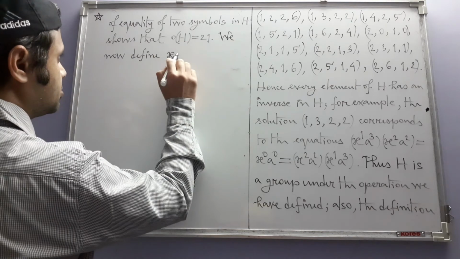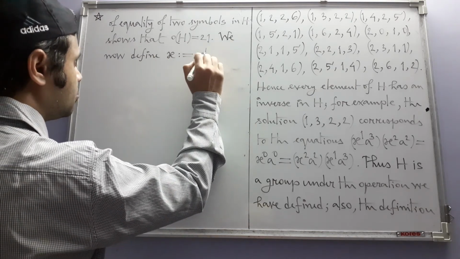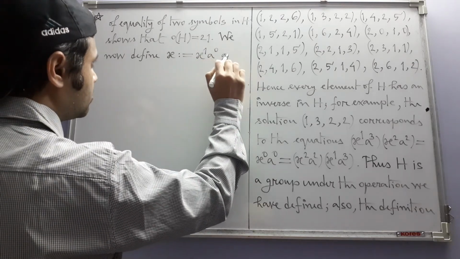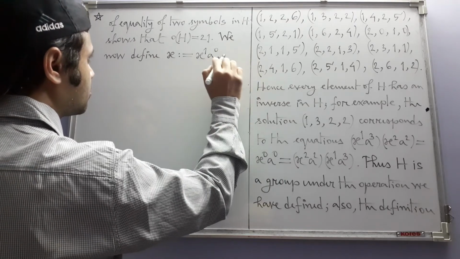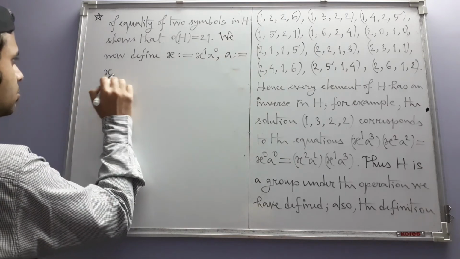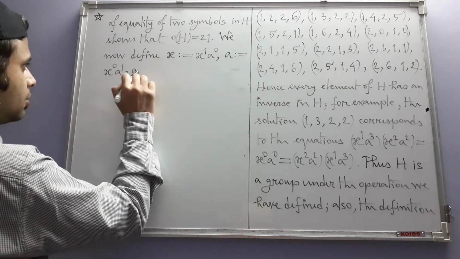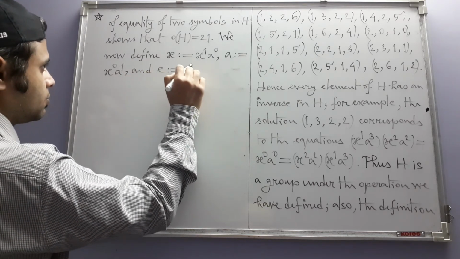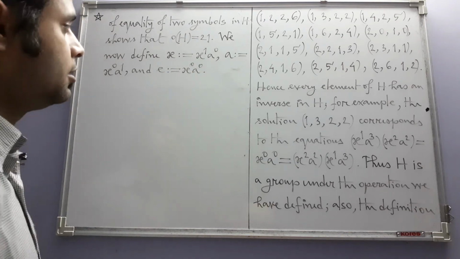X to mean this symbol x1a0, and A to mean the symbol x0a1, and E of course to mean the symbol x0a0, because usually E denotes the identity in a group.